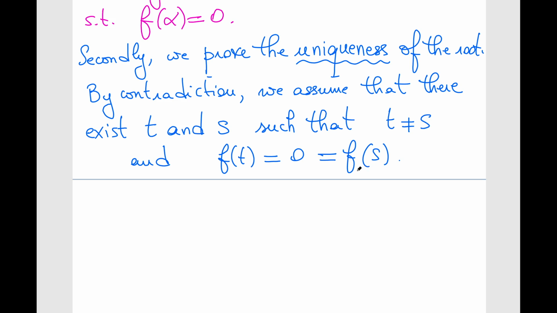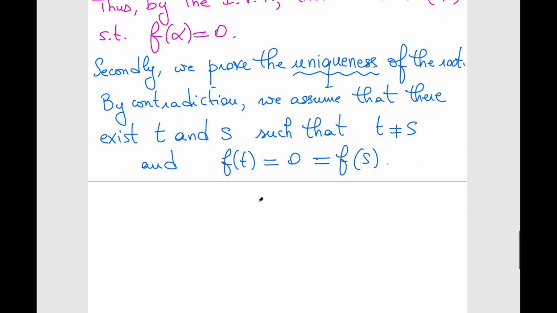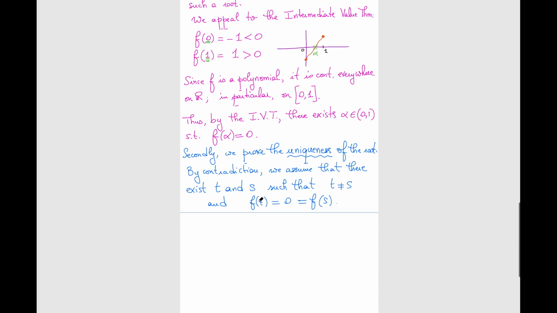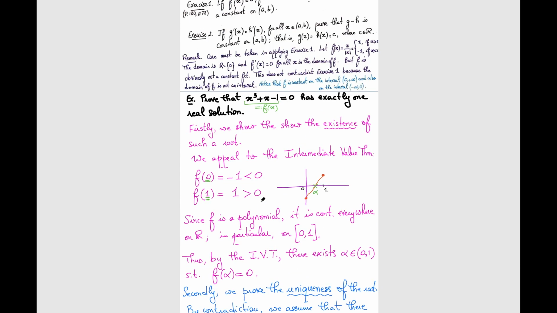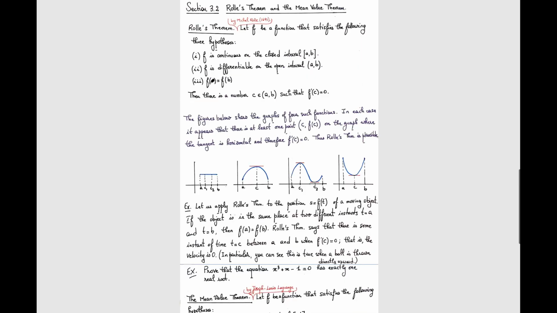Well, if f of t is equal to 0 and f of s is equal to 0, this means f of t and f of s are the same. Correct? Let me go to the first page. So I'm verifying the third condition of Rolle's theorem. F of t and f of s are the same. Let's check the other two conditions.